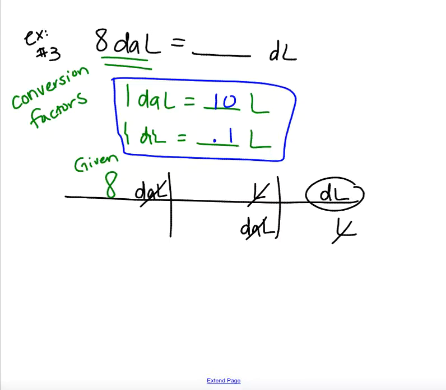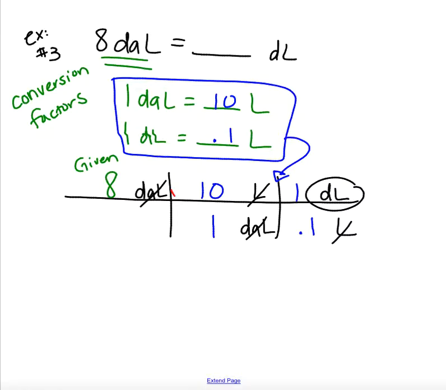The first conversion factor compares deciliters to liters. So I'm going to put in a 10 for the liter, because that's what I see up here. And I'm going to put in a 1 for my deciliter, because that's what I see up here. Then I'm going to put in a 0.1 for my liter and a 1 for my deciliter over here, because that's what I see in this spot right here.